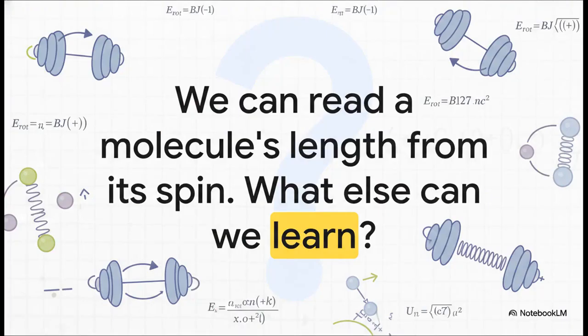So, we've seen how decoding the spin of a molecule can tell us its size and its identity. It's an incredibly powerful tool. But rotation is just one way a molecule can move. And that leaves us with a final question. If this is what we can learn when a molecule spins, what can we find out when it starts to vibrate?